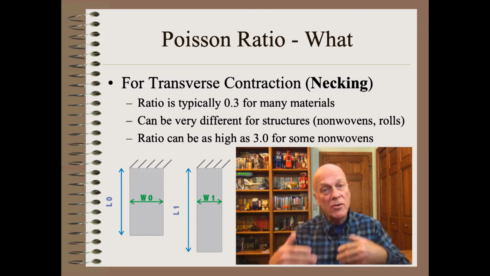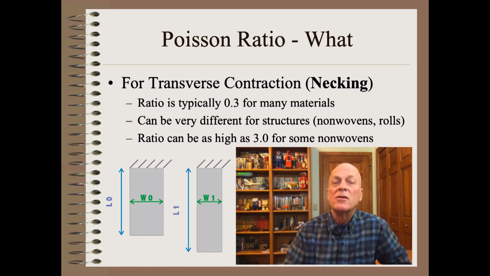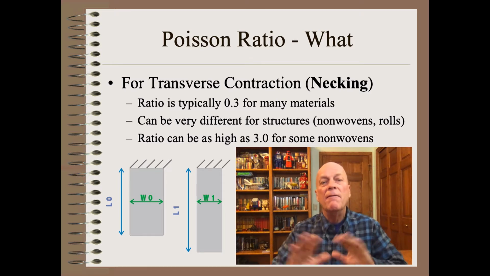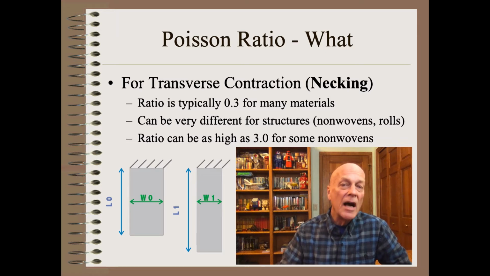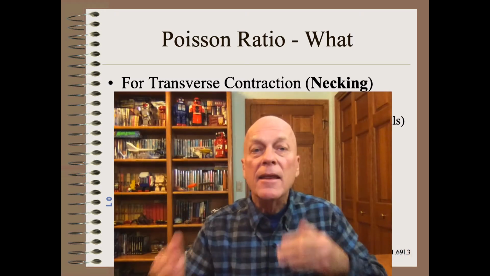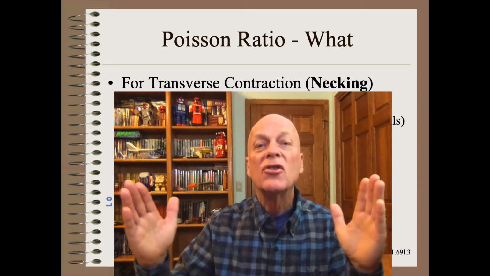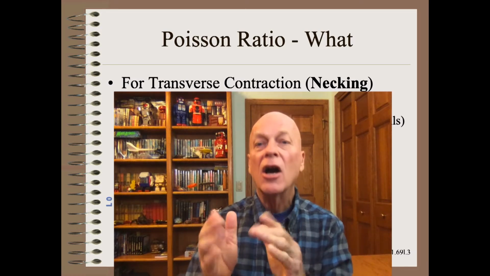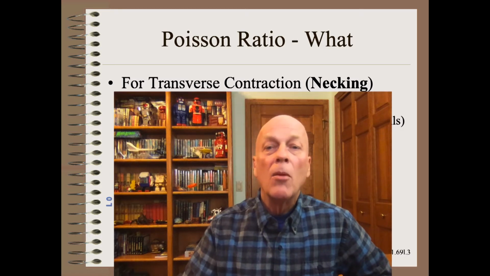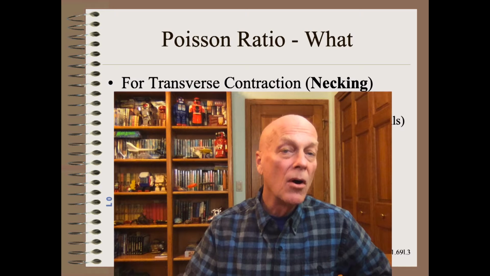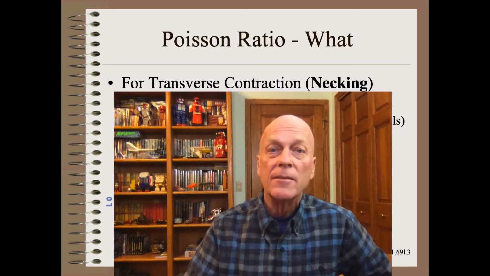Poisson ratio for most simple materials is close to 0.3. However, for structures, you can get very different values. For example, with some nonwovens, the ratio can be 3 or 10 times that of typical materials. That means, in short, that the width changes are greater than the length changes when you apply tension. Poisson ratio inside of wound rolls can get even stranger.